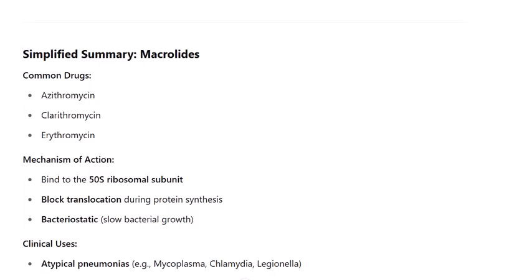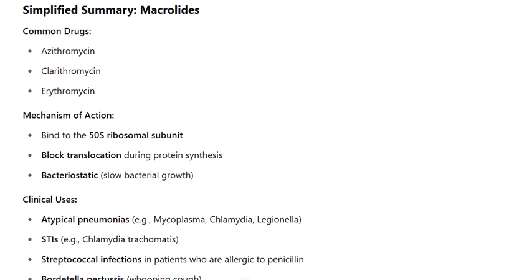Simplified summary, macrolides. Common drugs: azithromycin, clarithromycin, erythromycin. Mechanism of action: they bind to the 50S ribosomal subunit and block translocation during protein synthesis. They are bacteriostatic, slowing bacterial growth.